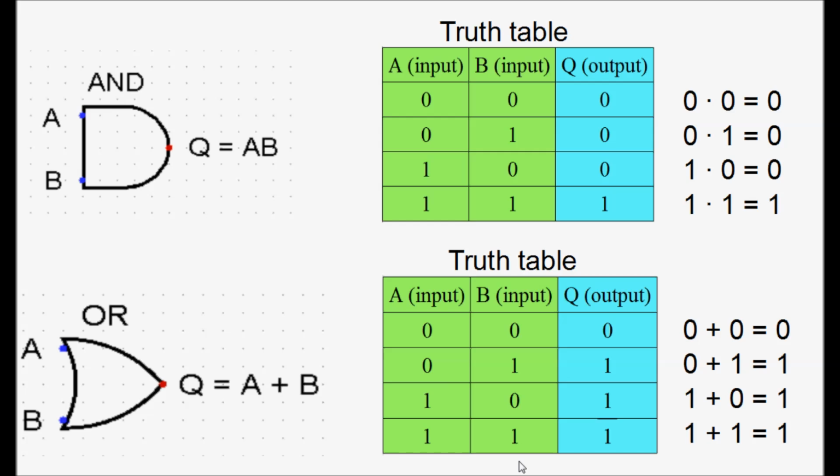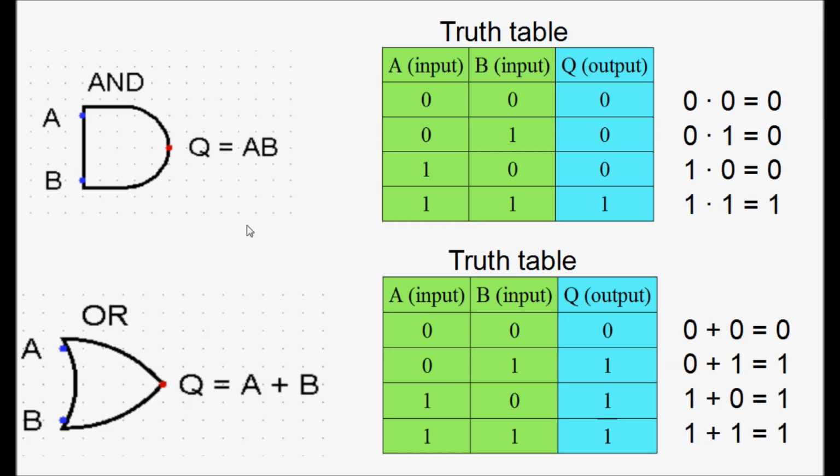Hi everyone. So today I wanted to make a short video about how to remember the truth tables for AND, OR, NAND and NOR gates. Now what do I have here? I have our gates and I have their truth tables.